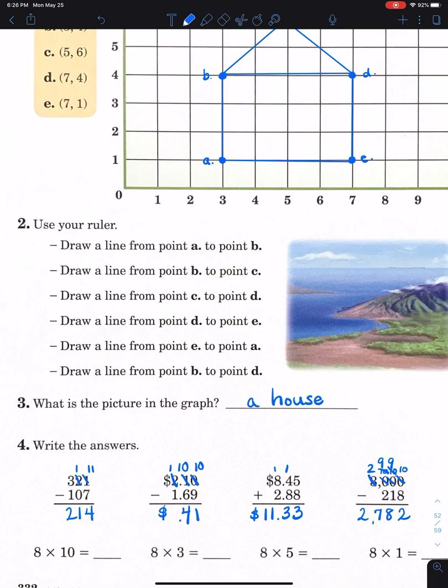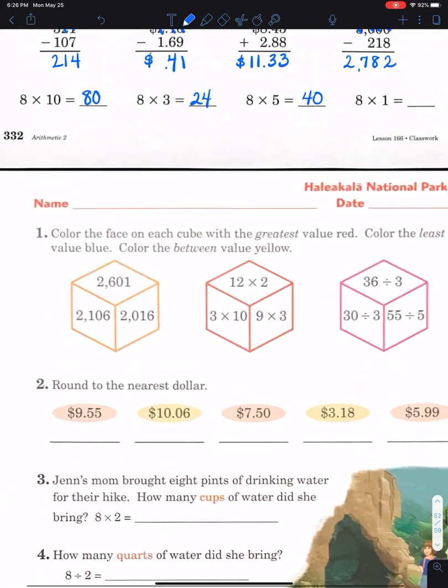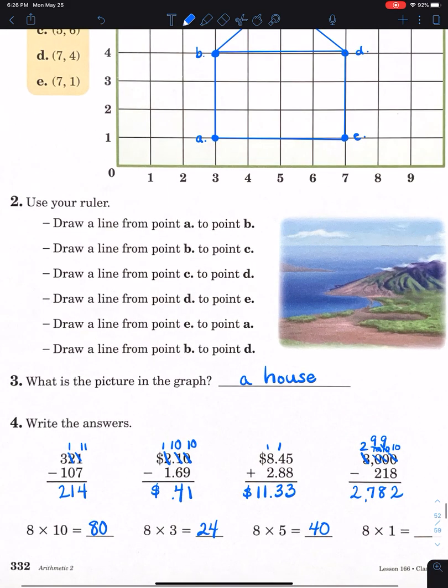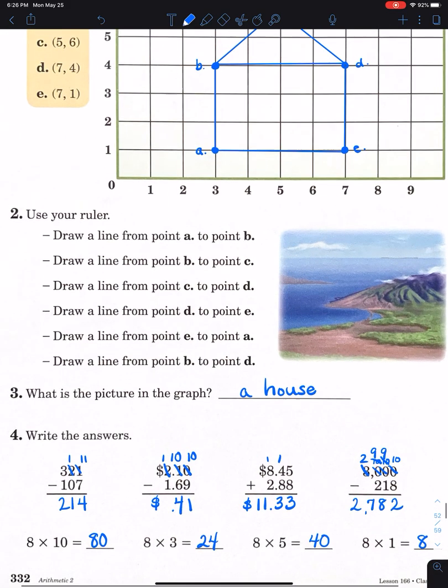Now the bottom, we have 4 multiplication problems. What is 8 times 10? Well, that's easy enough. Any number times 10 is that number with a 0 on the other side of it. So 8 times 10 is 80. What's 8 times 3? 3 groups of 8, or 8 groups of 3 equals 24. 8 times 5 equals 40. And 8 times 1 equals 8.